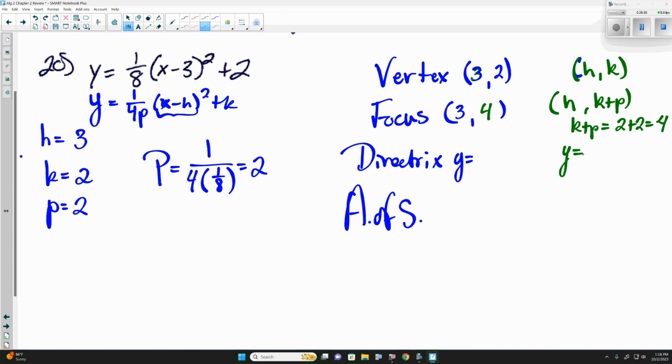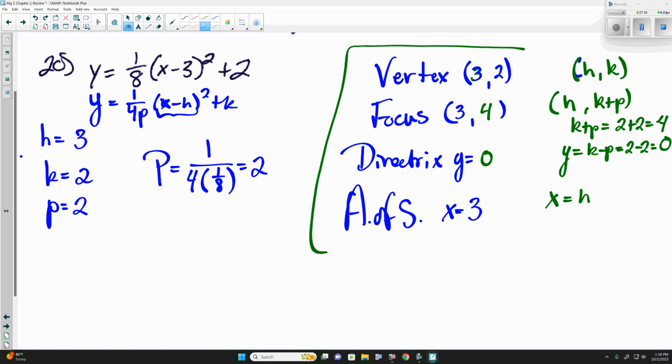Directrix is y equals k minus p, which is 2 minus 2, which is 0. And lastly, axis of symmetry, x is equal to h, and our h value is 3. Yes.